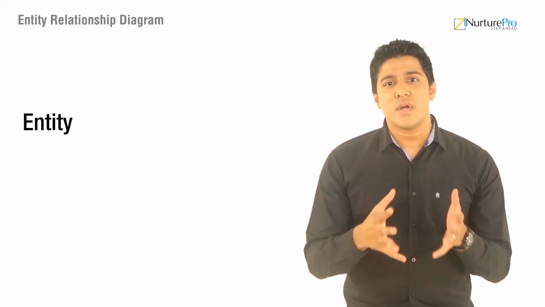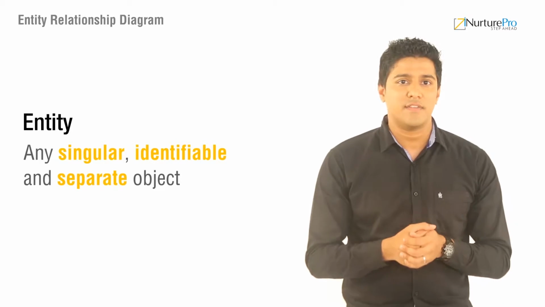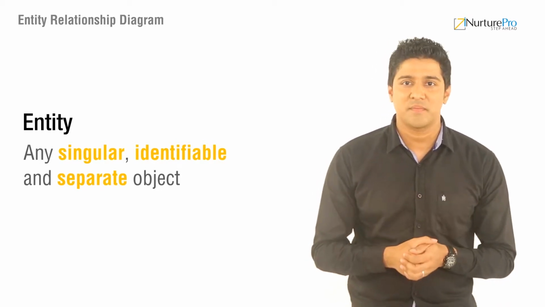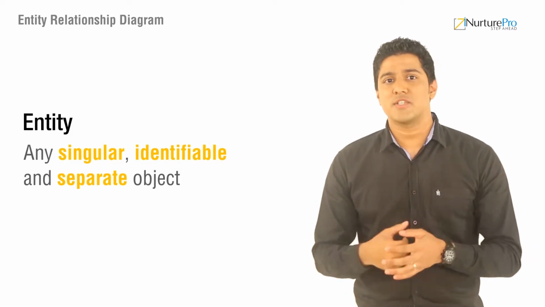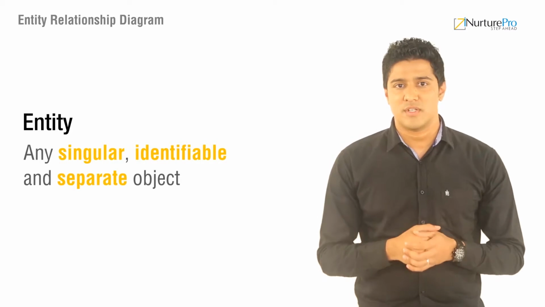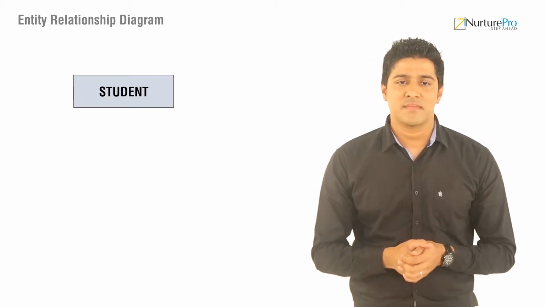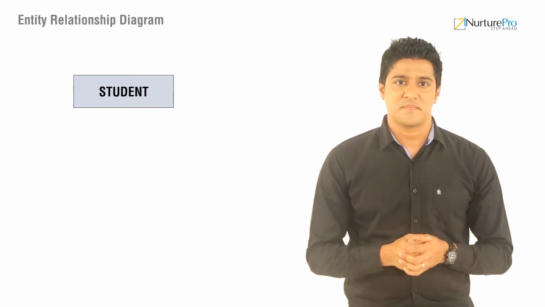First, let us see what an entity is. An entity is any singular identifiable and separate object. It refers to individuals, organizations, systems, places, or things about which data can be stored. Student can be considered as one of the entities in the university database. To represent the entity visually, we use the symbol rectangle.